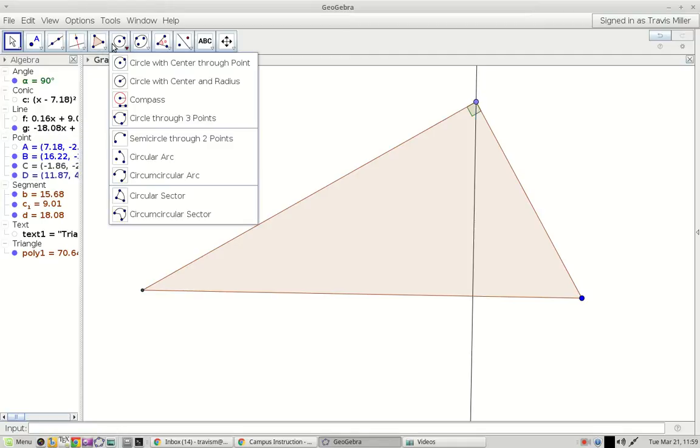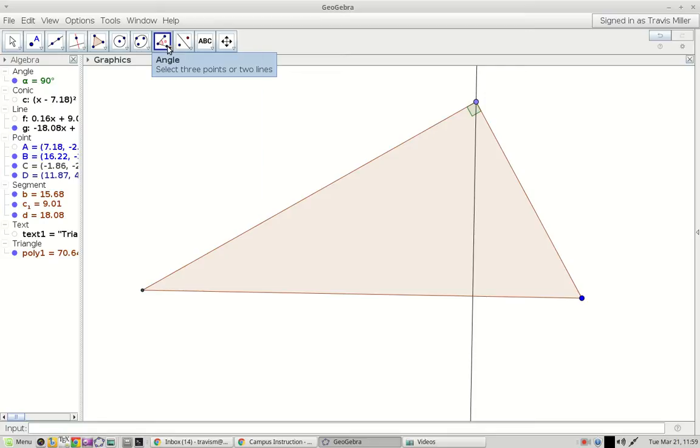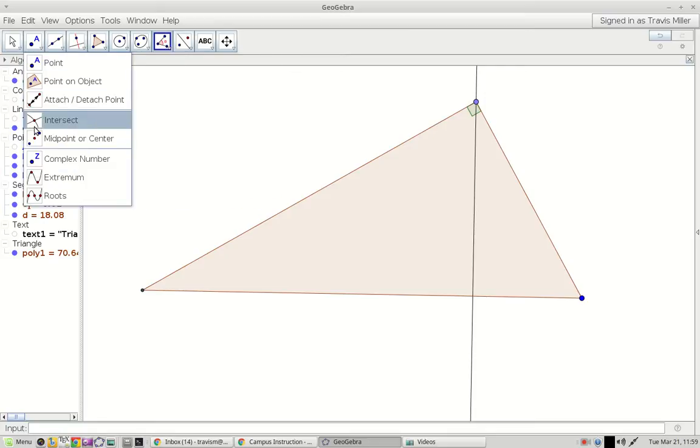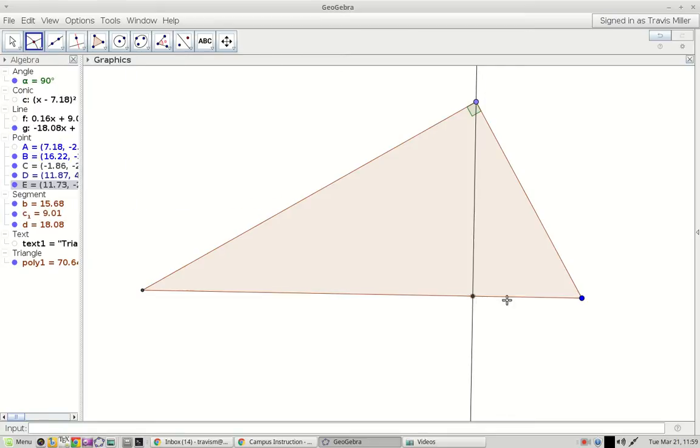You'll notice, since I made it perpendicular, we can go ahead and measure this as well.